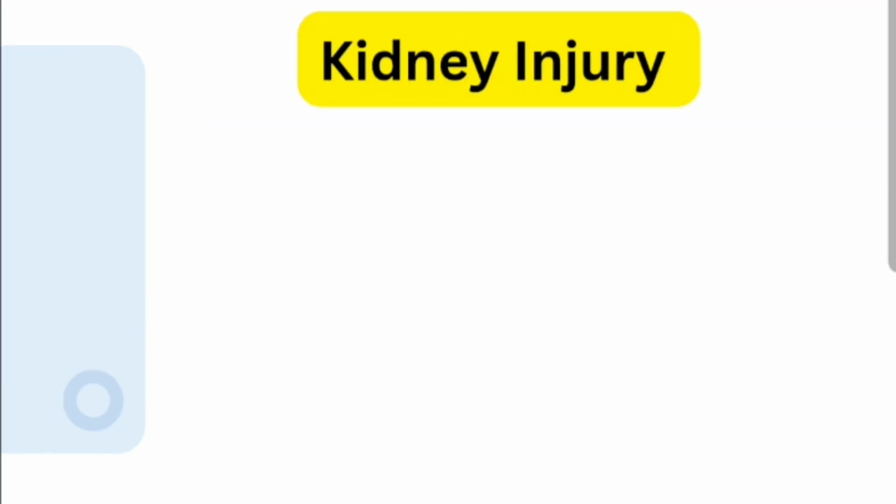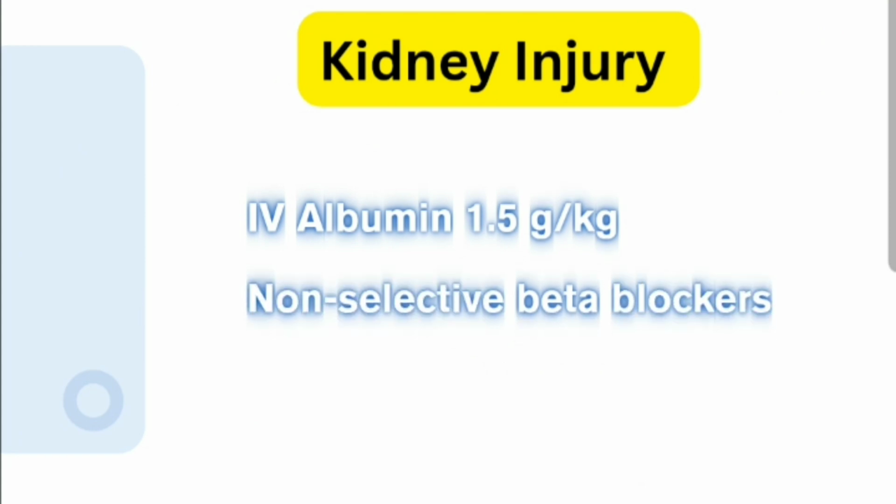Kidney injury develops in up to 40% of patients with SBP, and it is a major cause of death. So the treatment is IV albumin, which increases effective arterial circulatory volume and renal perfusion, decreasing both kidney injury as well as mortality. The IV albumin dose is 1.5 gram per kg on day 1 and 1 gram per kg on day 3. It should be administered to patients who are at high risk of hepatorenal syndrome.